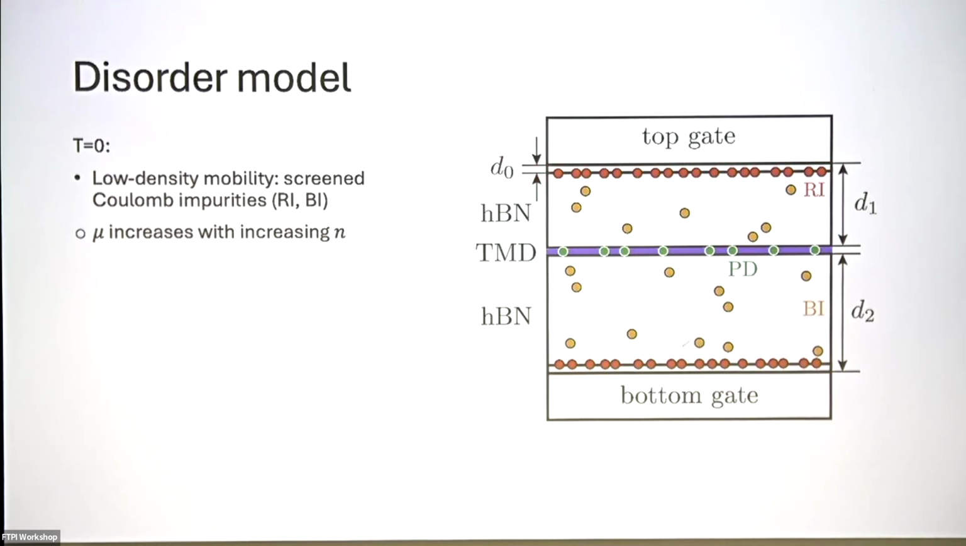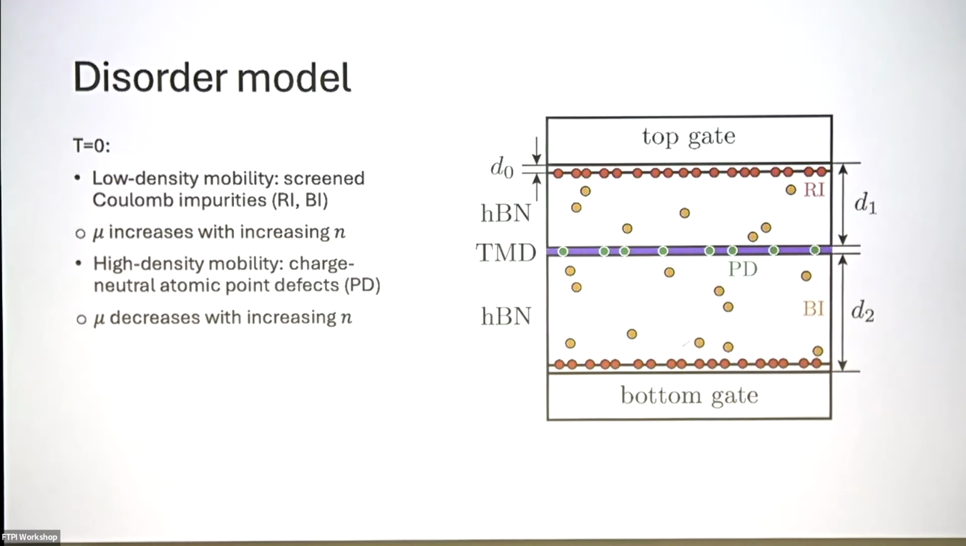At T equals 0, one thing we observe from previous data is that the mobility increases as a function of density. This is because if you increase the electron density, then those free carriers can screen the charge disorder a lot. So in this sense, mobility can increase. However, we also observed that at high density, mobility decreases. So there's a non-monotonic behavior in these mobility-density curves. I will argue later that this is due to charge-neutral atomic point defect scattering.